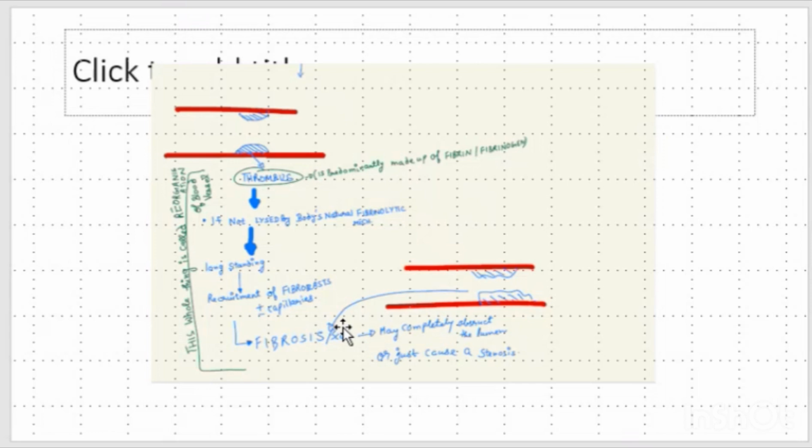So this whole process of long-standing fibrosis or scarring in the blood vessel because of a not so large thrombus is called reorganization, or in this case we call it reorganization of the blood vessel.